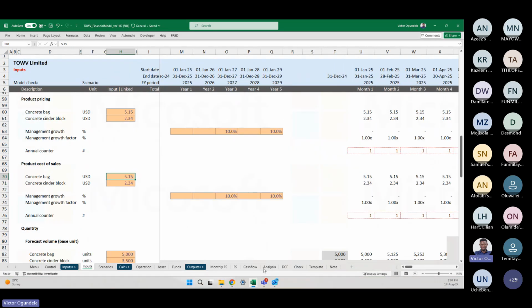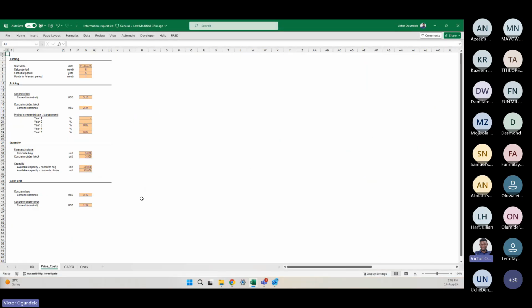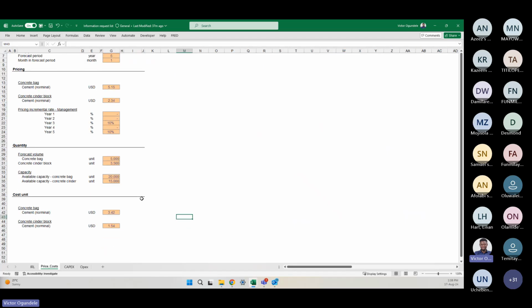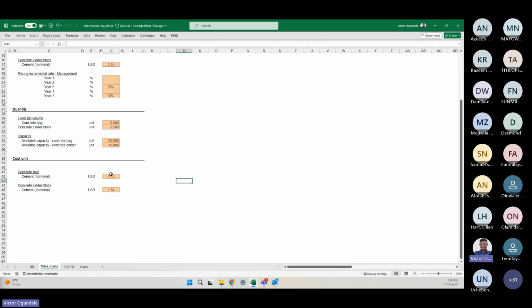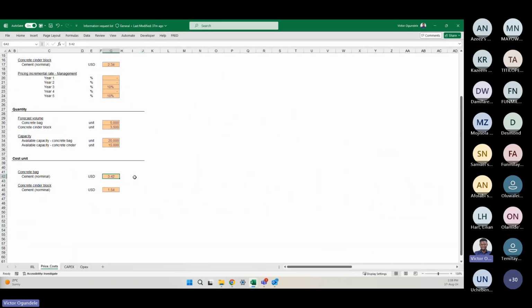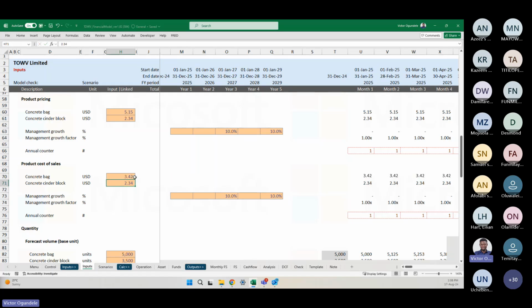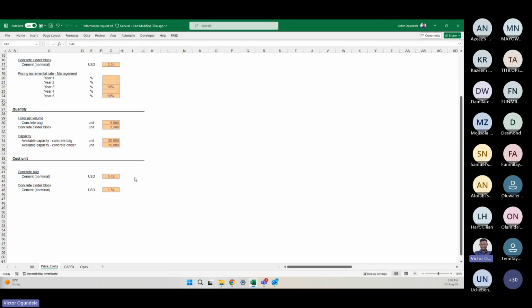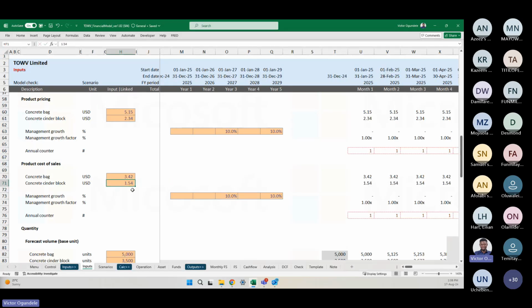Okay, so if I go to our information request list, what's the client cost of sales? Please, in case you have any question, genuine question, just type it in the chat box and I will respond to that. So our cost of units, 3.42, come in here, so I can just type it here. 3.42, then this other one, for the second product, 1.54.